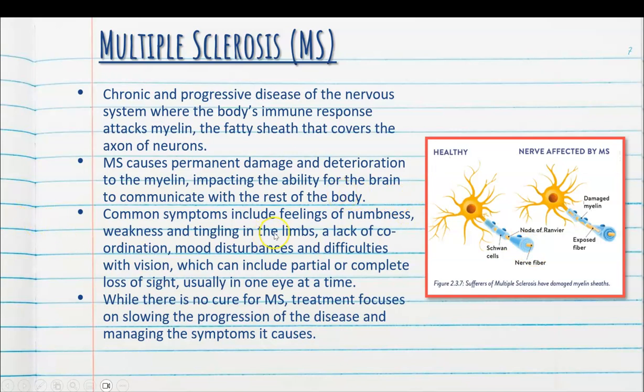So common symptoms of MS include feelings of numbness, weakness, and tingling in the limbs, a lack of coordination, mood disturbances, and difficulties with vision, which can include partial or complete loss of sight, usually in one eye at a time. So while there's no cure for MS, there are a lot of treatment options, and they focus on slowing the progression of the disease and managing the symptoms that it causes.